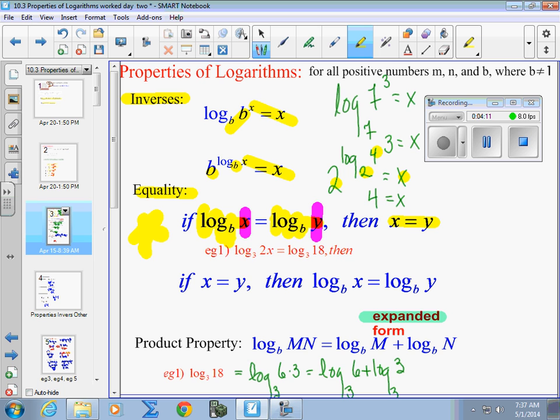My example says log base 3 of 2x is equal to log base 3 of 18. Then what do you know? Because these are equal, you know that 2x is equal to 18. So you could solve this and get x is equal to 9. The converse of this is also true.